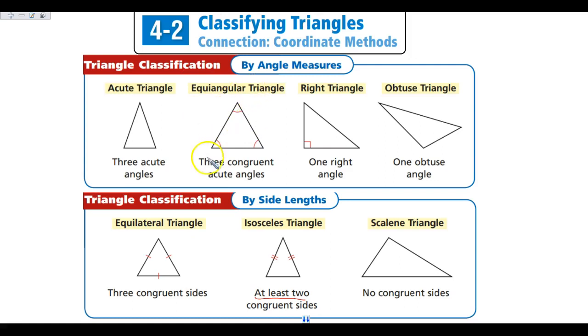Just like up here with our equiangular triangle, all three angles are congruent, but they're also all acute. So an equiangular triangle is also acute, but equiangular is more specific. And then if I do not have any side lengths that are the same, that will be a scalene triangle.